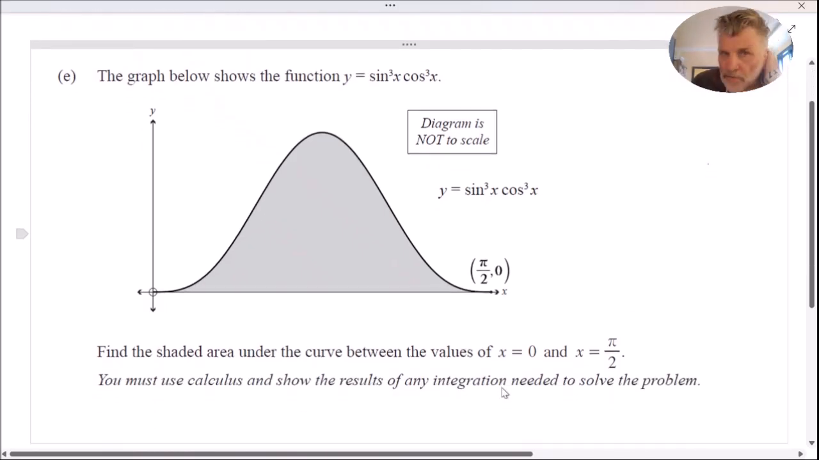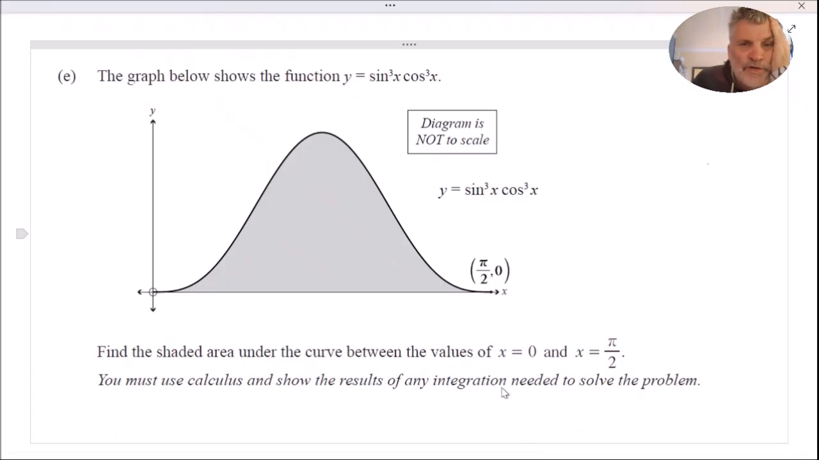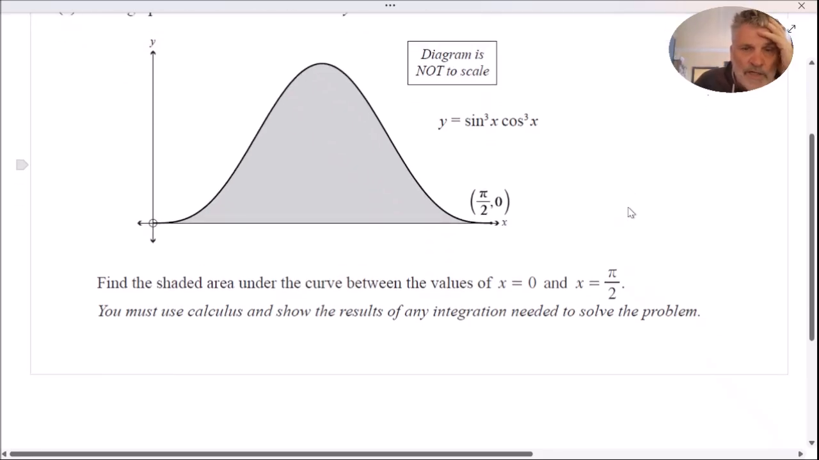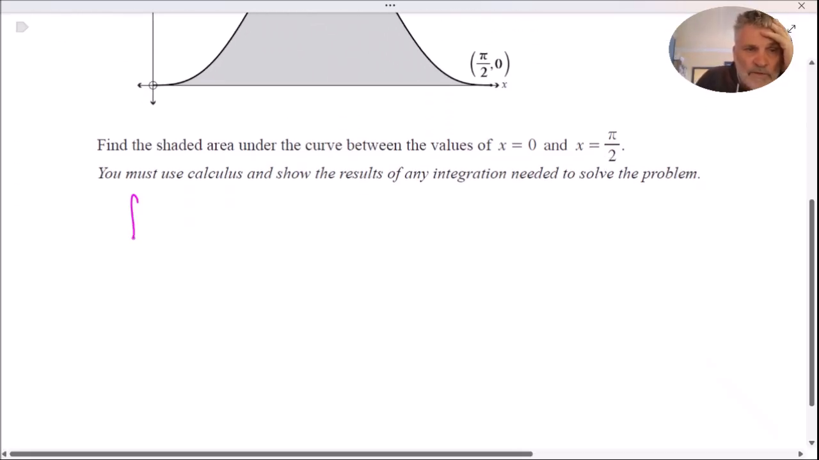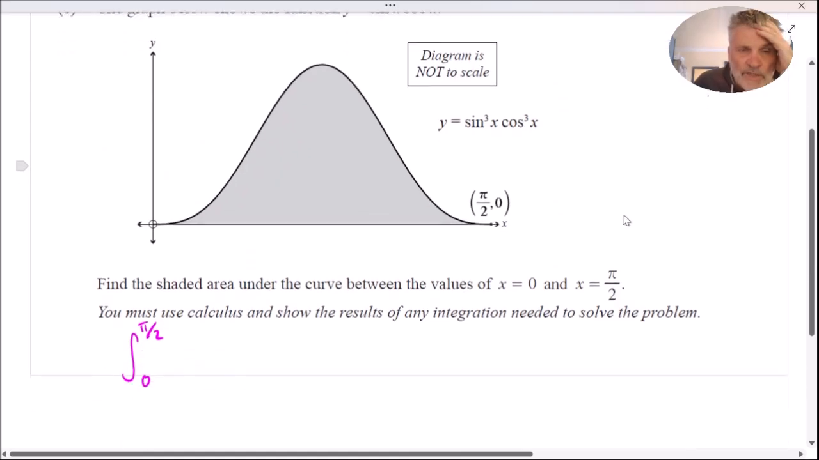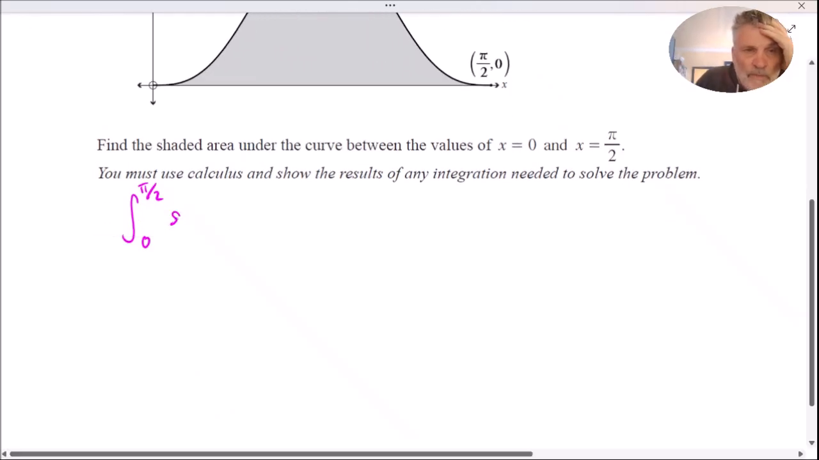Part E, the graph below shows the function y equals sine cubed x cos cubed x. Find the shaded area under the curve between the values x equals 0 and x equals pi over 2. Well, this is just a straight integration question. So we want to find the integral from 0 to pi over 2 of sine cubed x cos cubed x.